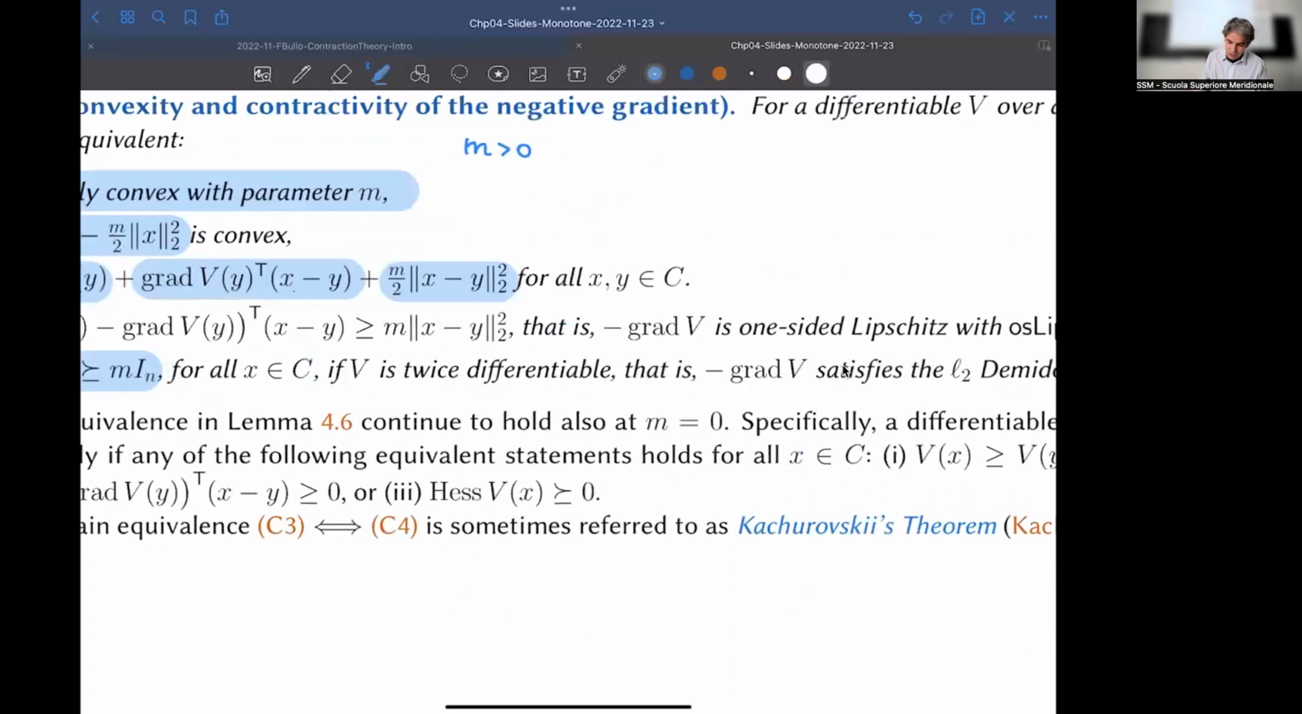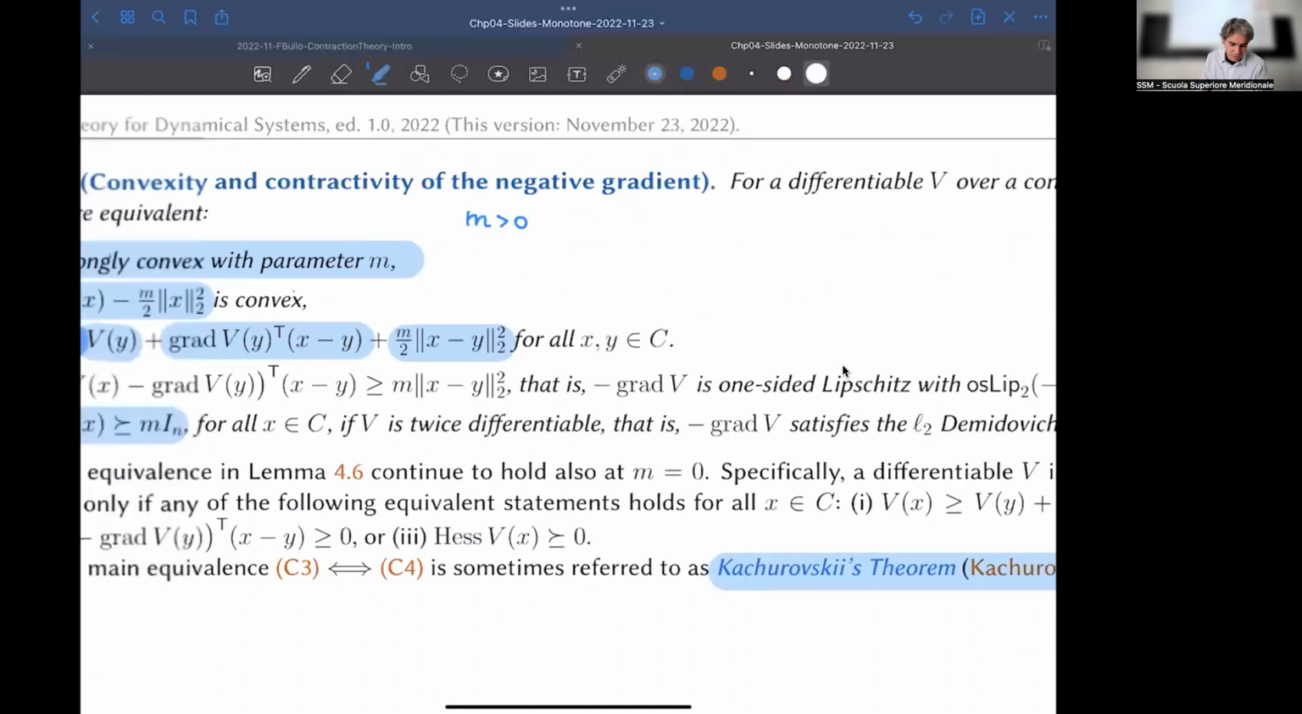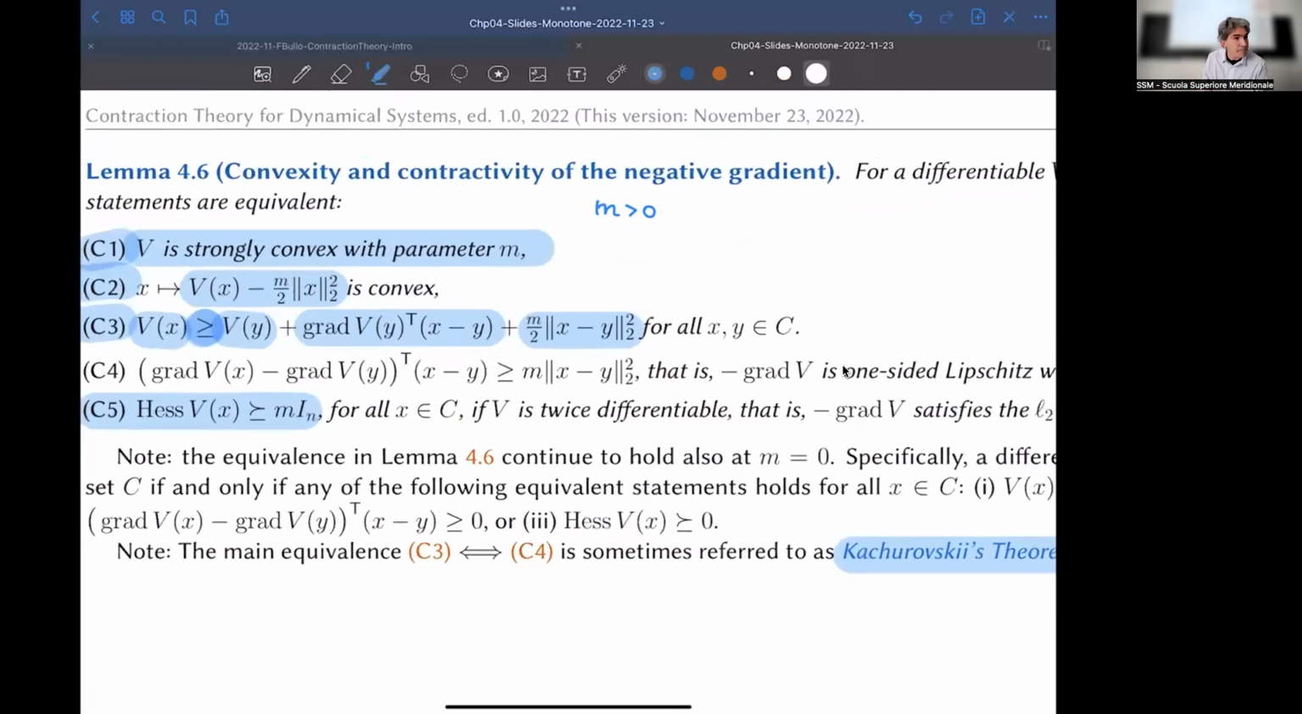Now, here's what I would like to tell you. Mr. Kaczorowski in 1960 proved the equivalence with statement C4. Statement C4 is the one that is not widely known, but it is if and only if, so you don't lose anything. And this statement says that if you take grad V at x minus grad V at y, and you do the inner product with x minus y, this is lower bounded by m times the quadratic function. Does that make sense? Are you okay?